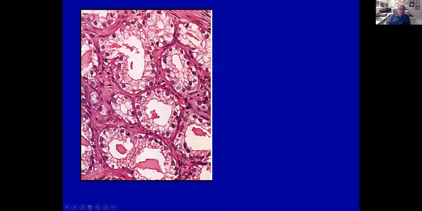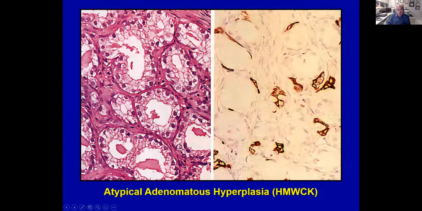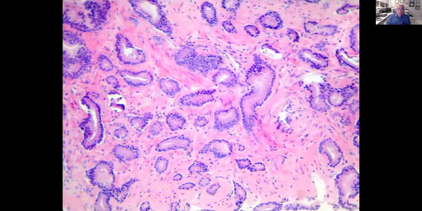Sometimes we may find cases that are very suspicious for Gleason 3, for example, but when we do the high molecular weight cytokeratin, they do have basal cells, and this is what is called atypical adenomatous hyperplasia. In the time of Dr. Gleason, who didn't have these markers, many of these cases were considered Gleason 1 and 2. This is another case with cancer.